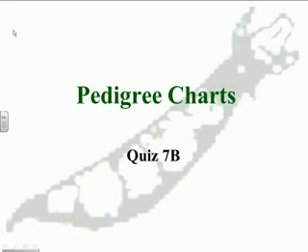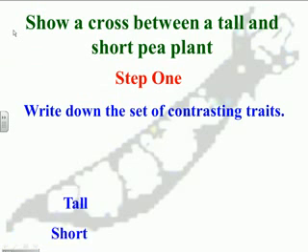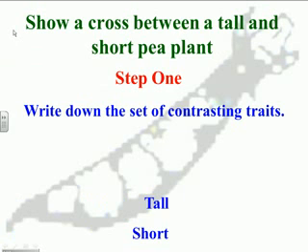Okay, let's see. We left off with what step? 3? All right, well, we're going to review the others. Okay, step 1. Let's say it together. Write down the set of contrasting traits. Now, yesterday, did I tell you to add something underneath contrasting traits?